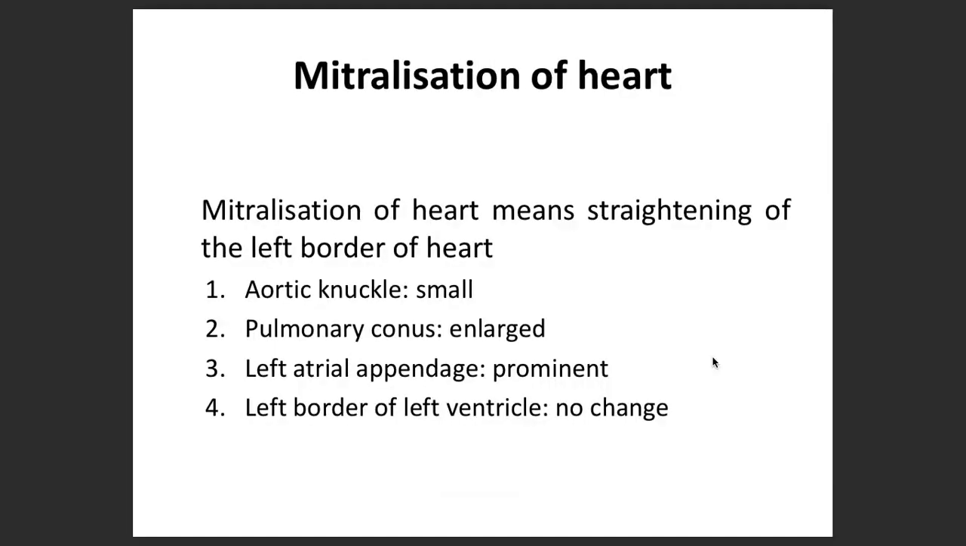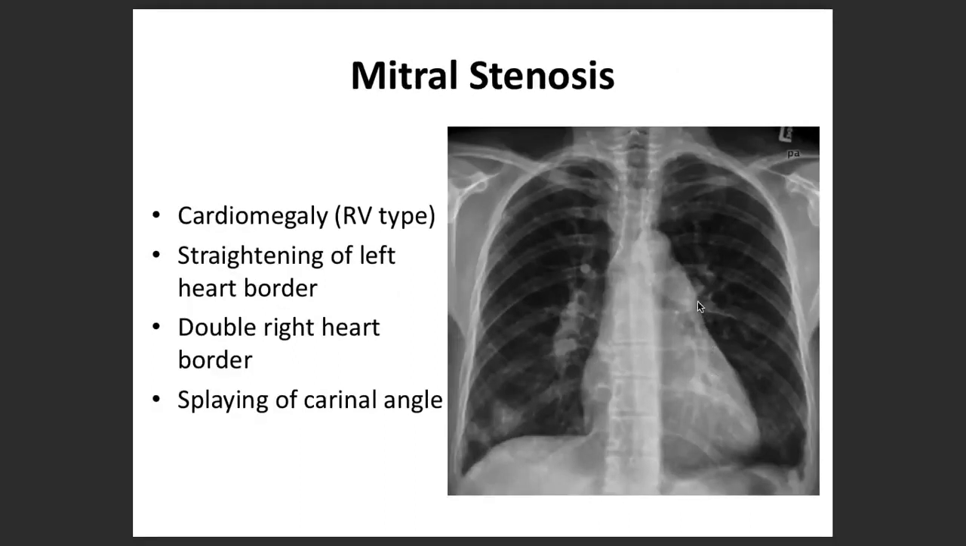Which is characterized by mitralization of the heart. So for example, if you look carefully over here, the aortic knuckle is very small, but the pulmonary conus is enlarged. The left atrial appendage, as we can see over here, is pretty prominent. However, if you look just at the left border of the heart, there is no change at all, because the pathology lies in the mitral stenosis and it is stenosed. So there is a big amount of blood reflux into the proximal chambers, not into the distal chambers. That is why the left atrium gets enlarged as well.